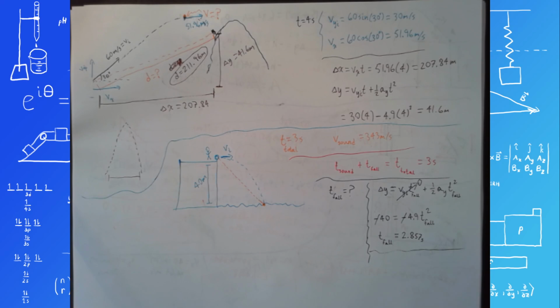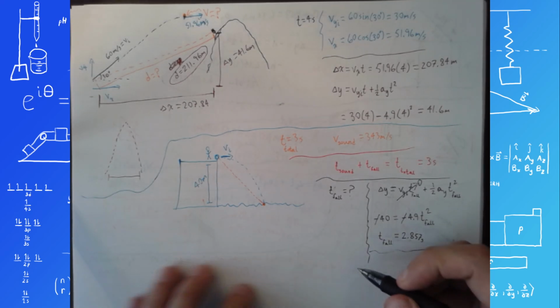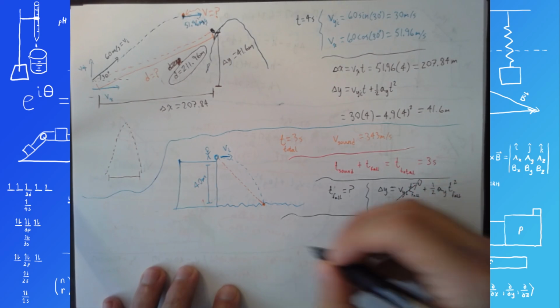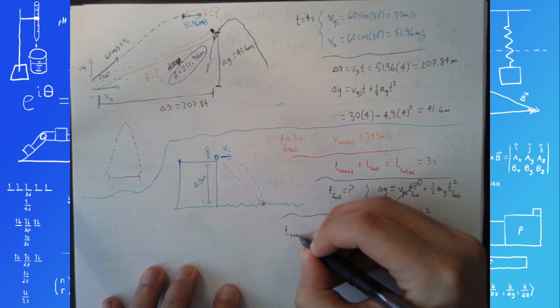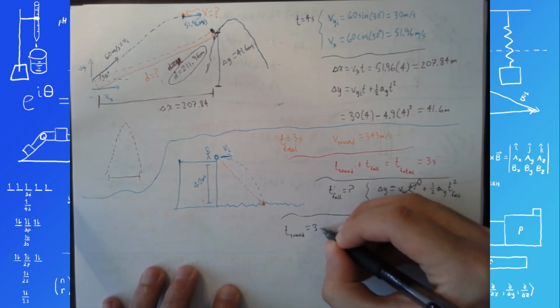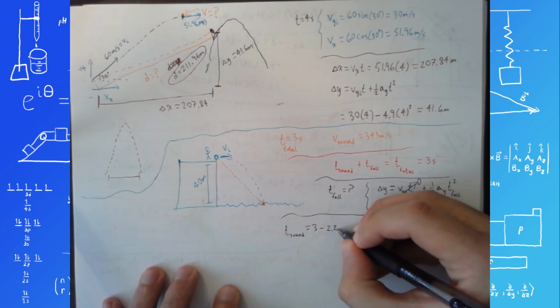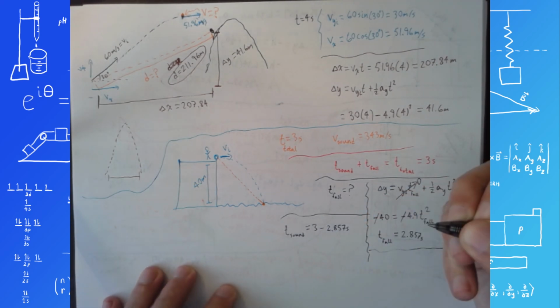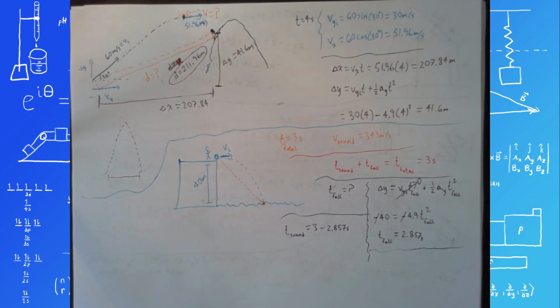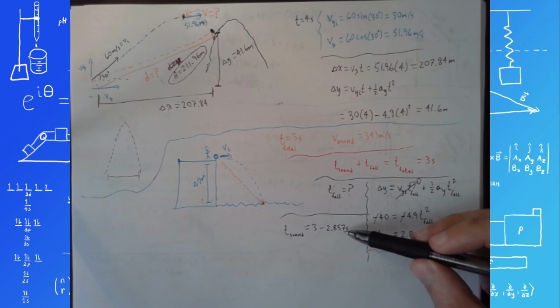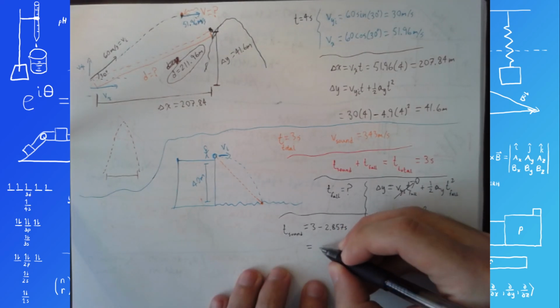Now then, we calculated the time it takes to fall, and we know the total time is 3 seconds between kicking the rock and hearing the sound of the splash, so the sound must have been traveling for 3 seconds minus 2.857 seconds. T sound is equal to 0.143 seconds, if I'm not mistaken. I don't need the calculator for that.